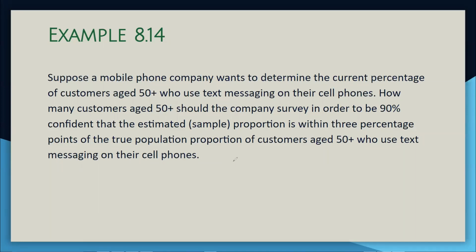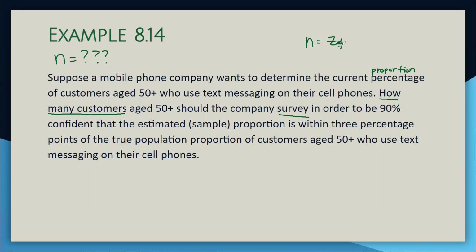So scanning that problem on the first pass, I see how many customers should they survey. So they are asking me, what is the sample size? This is not a question about confidence intervals. It's a question about how big does my sample need to be. Then we start picking out what else they gave us. It tells us in that first sentence, determine the current percentage. I know percentage is another word for proportion. So I'm probably going to need that sample size for proportion formula.